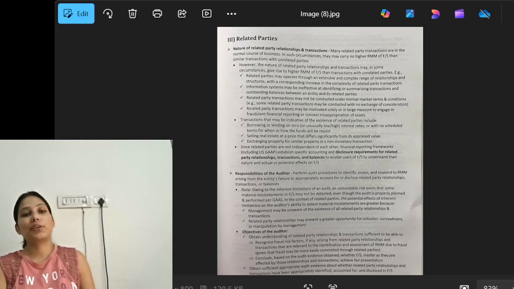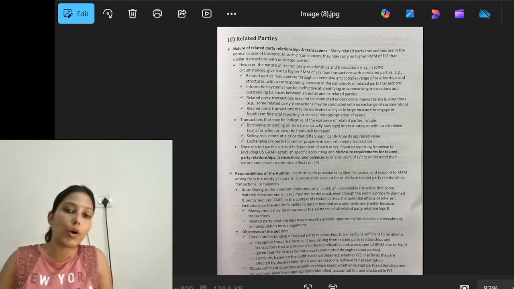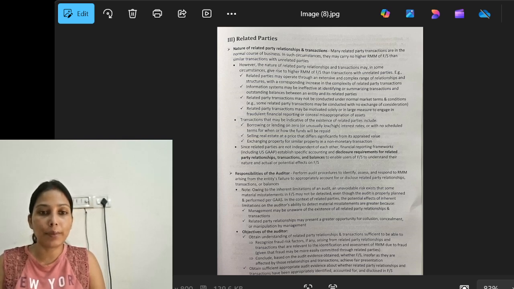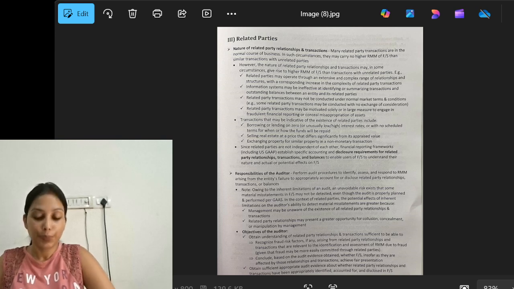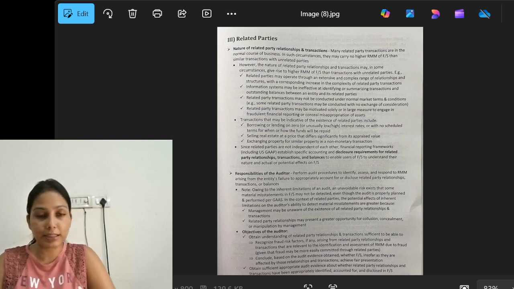Hi everyone. So in this audit session, we will be discussing other substantive audit procedures. We had discussed two topics on this, and now today we will be discussing related parties, which is a further drill down of the topic for other substantive procedures.